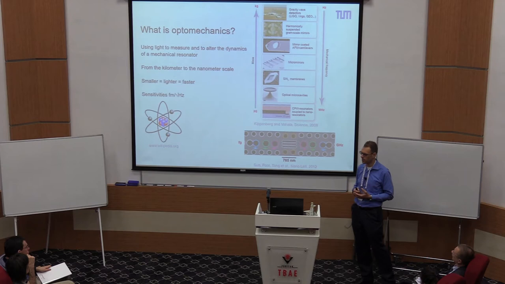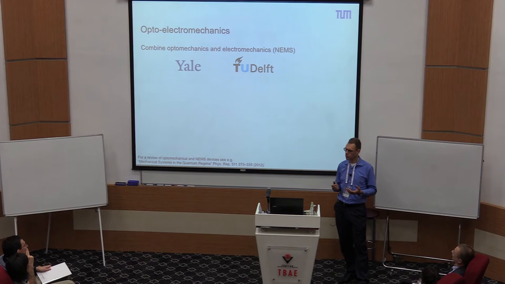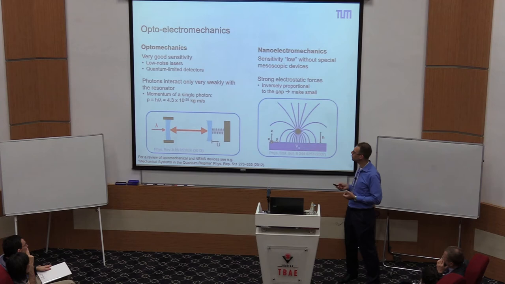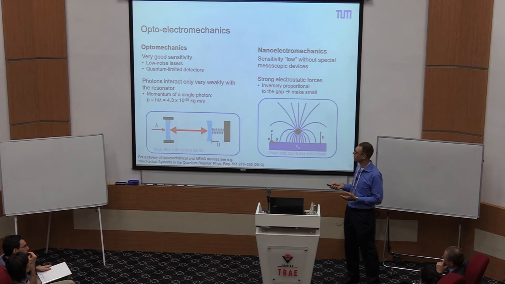So in our group, we not only work on optomechanics. When I was at Yale, I learned a lot about optomechanics. But before that, I was at TU Delft and did a lot of work on electromechanics. So one of the topics that we work on is to combine optomechanics with nanoelectromechanics. And maybe you're asking yourself, well, why do you want to do that? Because optomechanics is already so great. Well, I already told you that optomechanics has extremely good sensitivity, because we have very low noise lasers, and also the detectors that we can use can detect single photons, and they are quantum limited. So optomechanics is, for that reason, extremely sensitive.